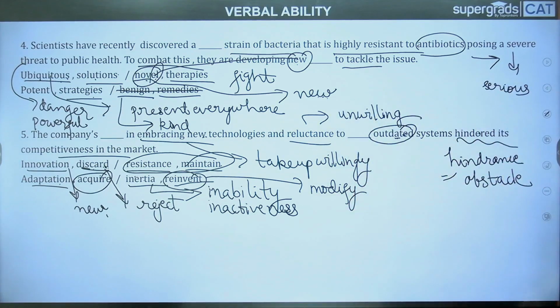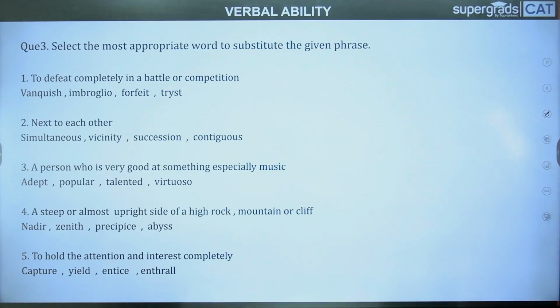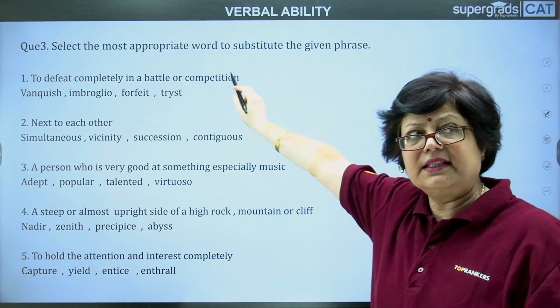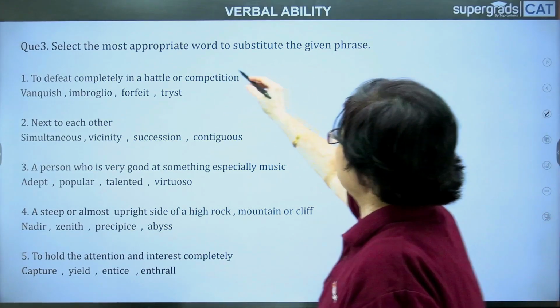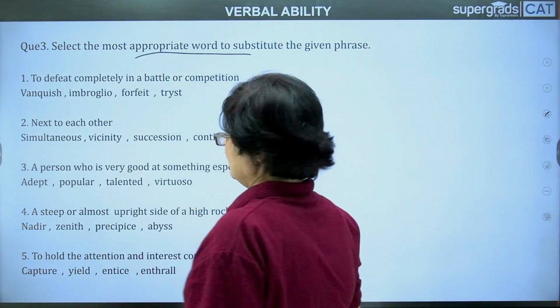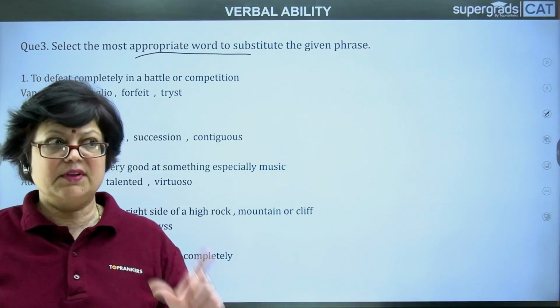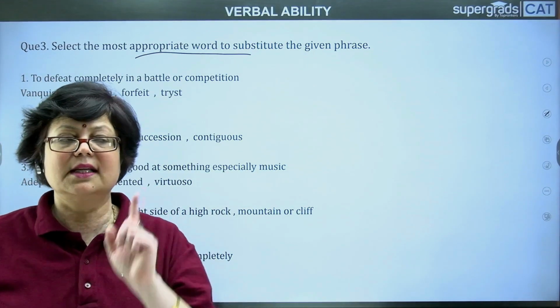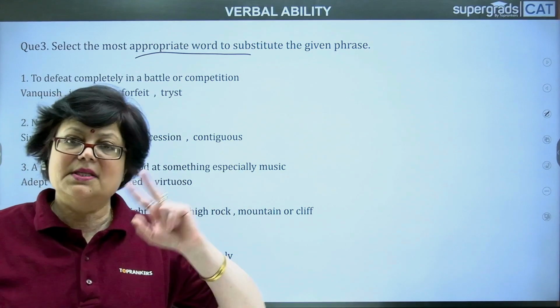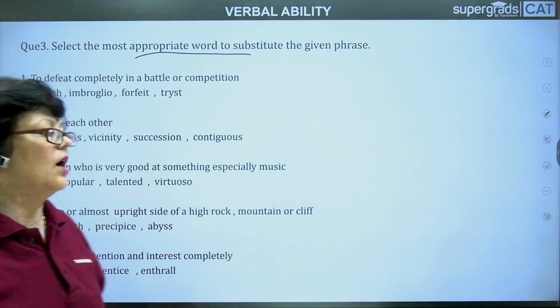Let us see the other type of question. Select the most appropriate word. Look at the next question. The most appropriate word to substitute the given phrase. You can also call it one word substitution. There is a given phrase, and for that phrase, there's a single word which can be substituted easily. Let us see how it works.